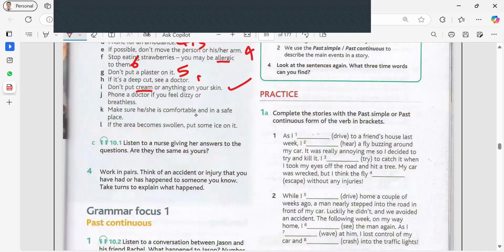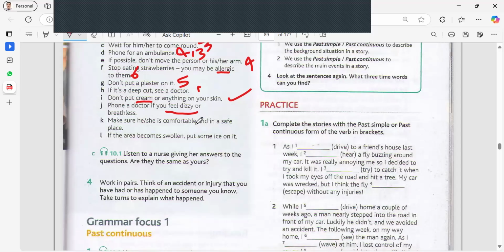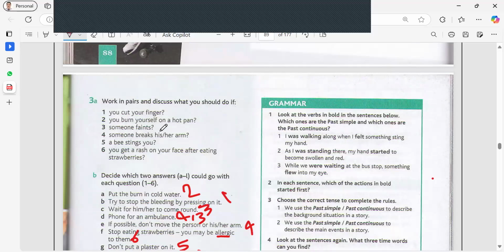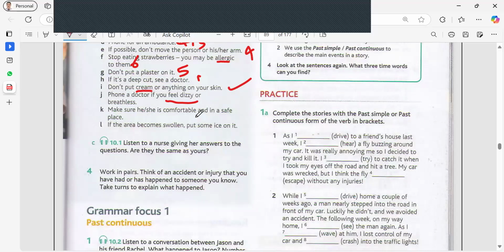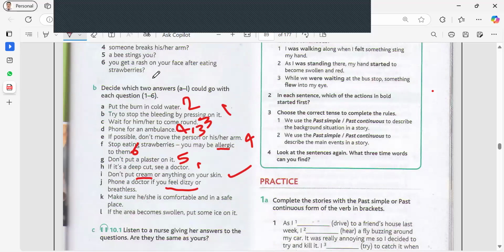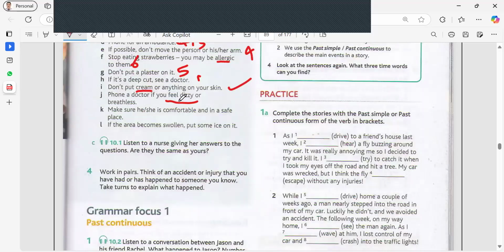Phone a doctor if you feel dizzy or breathless. Feel dizzy means you feel lightheaded, or breathless, you can't breathe. Like someone who faints? Yes, someone faints, number 3. Or maybe a bee stings you. Right. Sometimes if a bee stings someone, they lose consciousness.